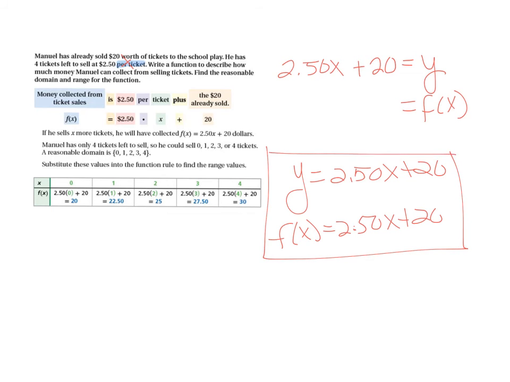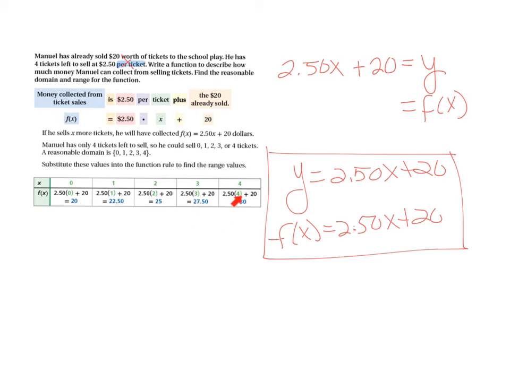So now I have my equation, and it's asking if he has 4 tickets left to sell. You could figure out how much money he could possibly make in the end. He's already sold $20 worth. If he only sells 1 ticket, we can figure out what he would make. If he sold 0 tickets, he would only make $20, what he's already made so far. If he sells 1 ticket, it would be $2.50 plus the $20, that's $22.50. If he sold 2 tickets, we plug 2 in for x, $2.50 times 2 is $5, plus 20 is $25.